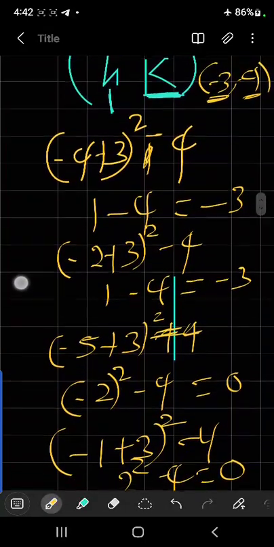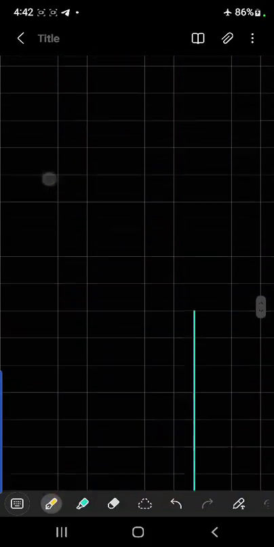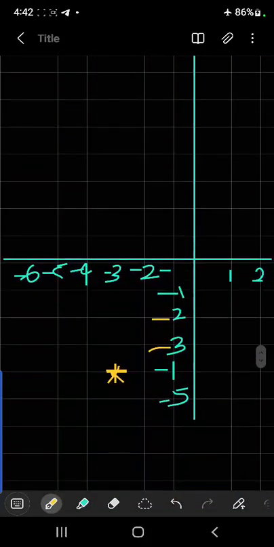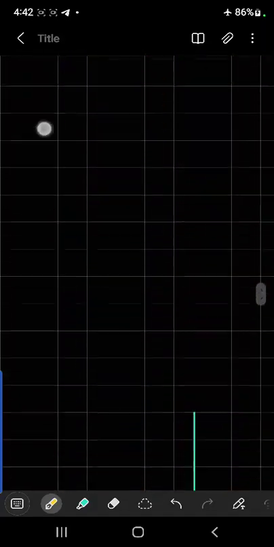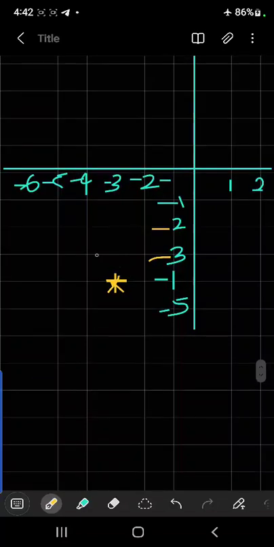So let's pick a point. At the point when we inserted minus 4, we got minus 3. And at the point minus 2, we got minus 3. Minus 4, was it 3 or minus 3? Minus 3. So minus 4 and minus 3, that's this point. Then minus 2 and minus 3, that's this point.